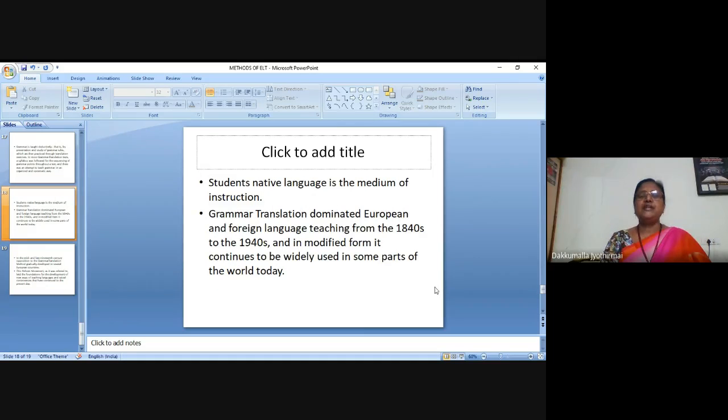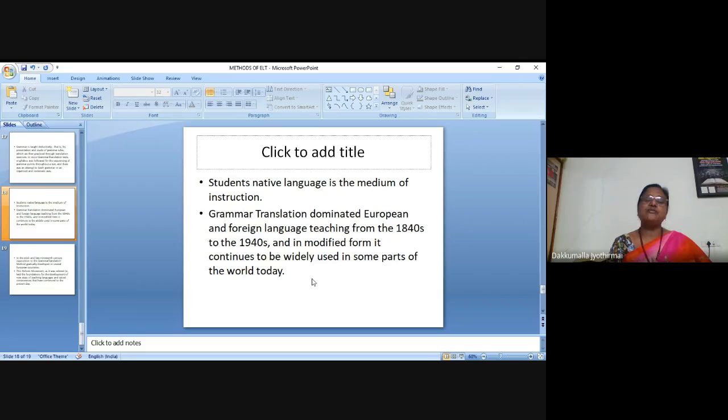And students' native language is the medium of instruction. So it is taught in the native language or mother tongue only. So this is the grammar translation method that was very prominent in teaching foreign languages in Europe from the 1840s to the 1940s. And in modified form, it continues to be widely used in some parts of the world today also.